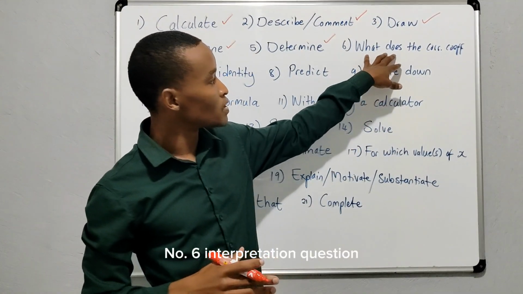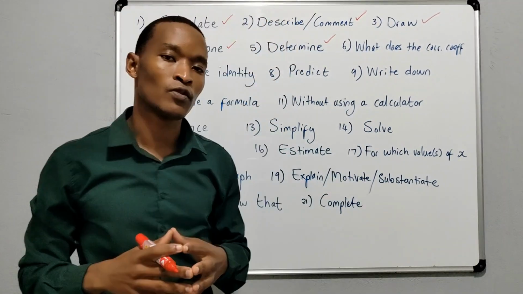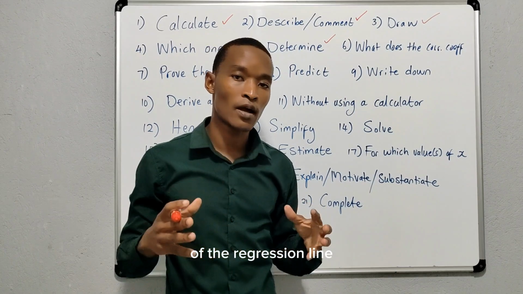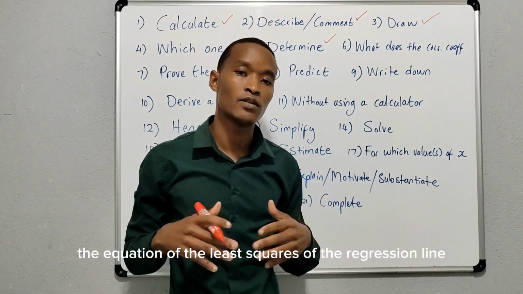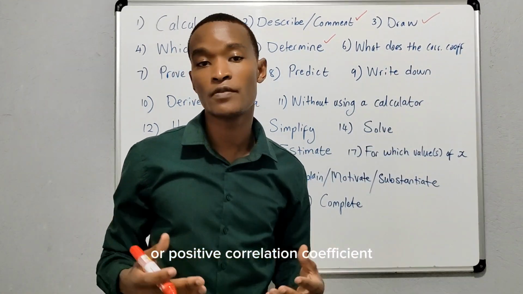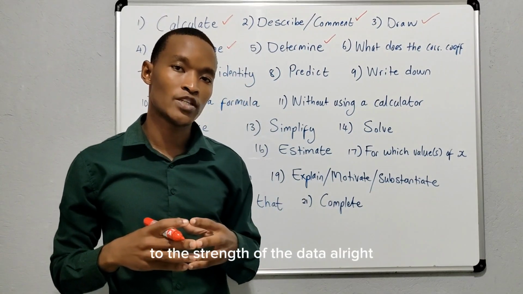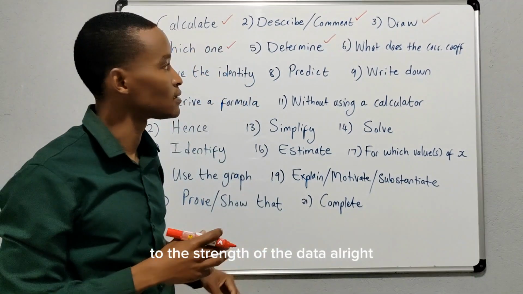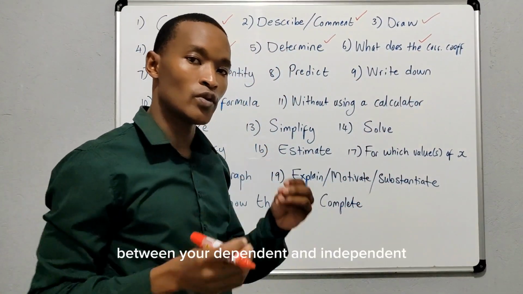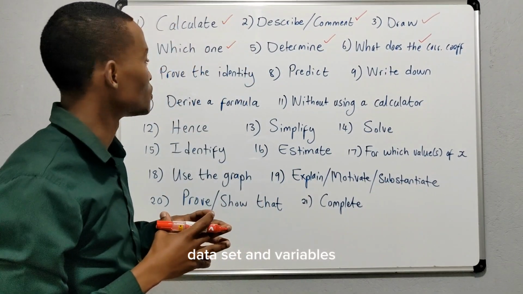Number 6, interpretation question. What does the correlation coefficient mean? Or for instance, after you determine the equation of the regression line, the equation of the least squares regression line, what does it mean to have a negative correlation coefficient or a positive correlation coefficient? And you want to also link that to the strength of the relationship between your dependent and independent data set and variables.